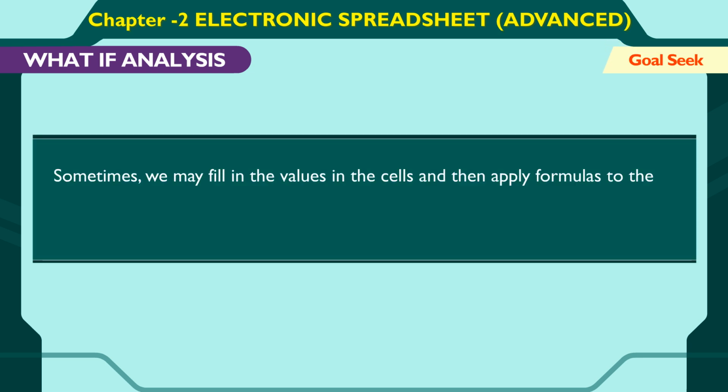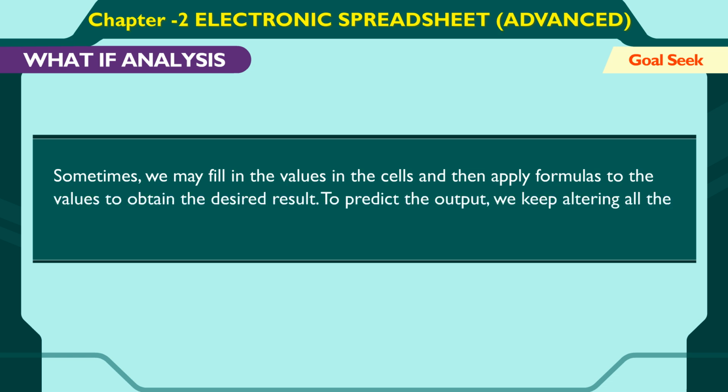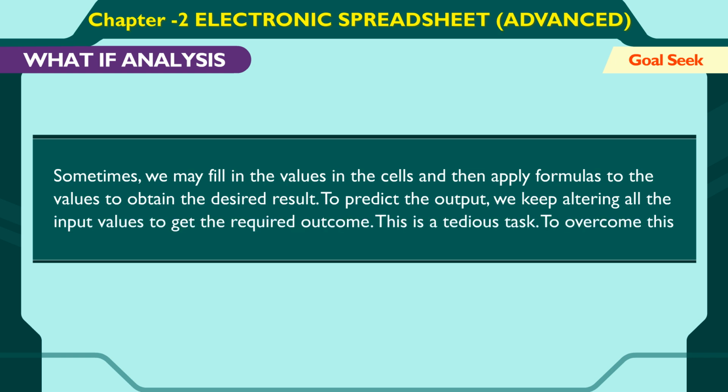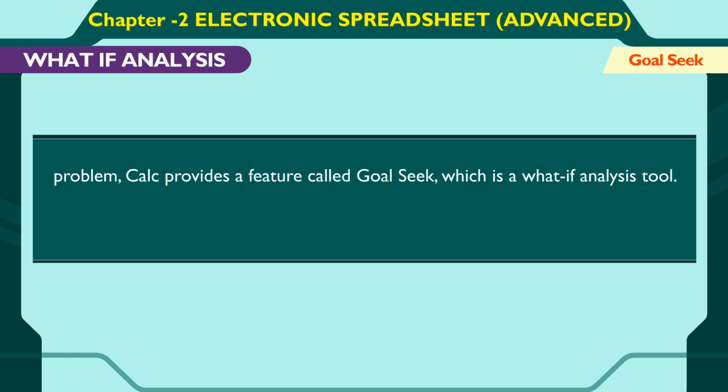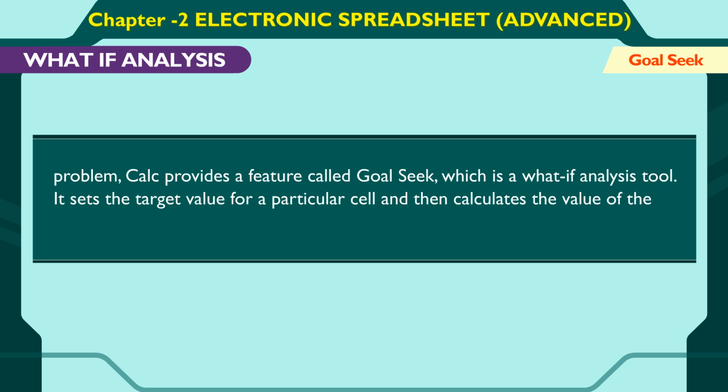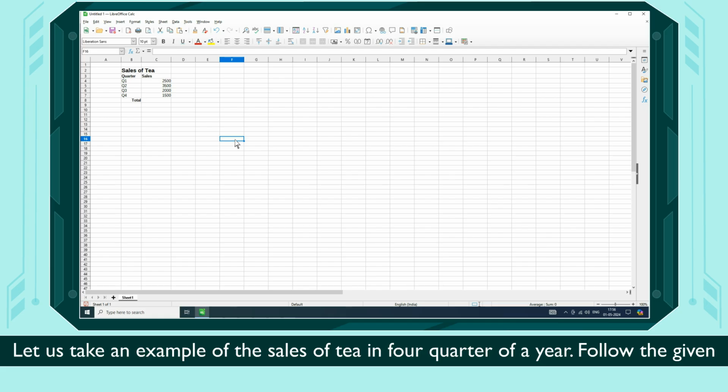Goal Seek. Sometimes we may fill in values in the cells and then apply formulas to the values to obtain the desired result. To predict the output, we keep altering all the input values to get the required outcome. This is a tedious task. To overcome this problem, Calc provides a feature called GoalSeek, which is a what-if analysis tool. It sets the target value for a particular cell and then calculates the value of the input cell to get the target value. Let us take an example of the sales of tea in 4 quarters of a year.